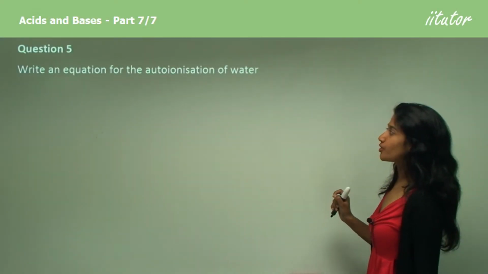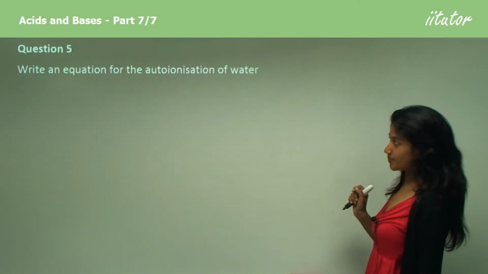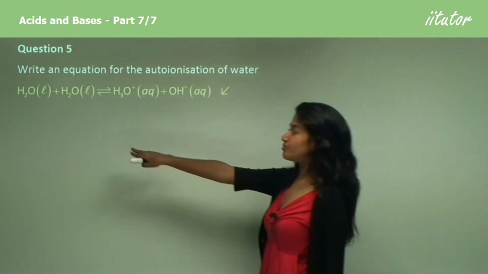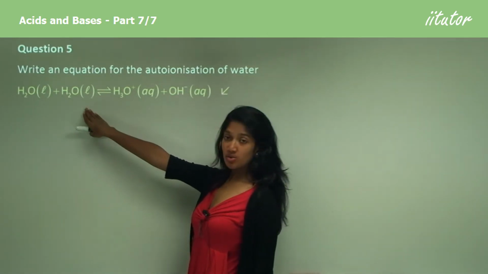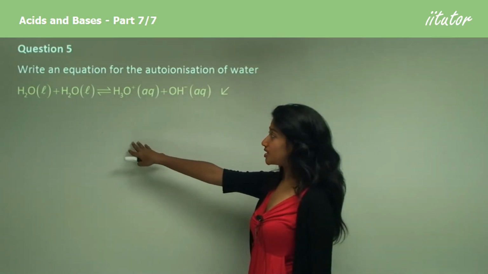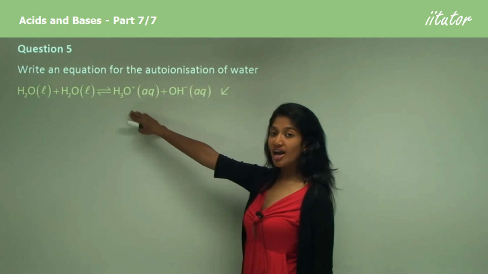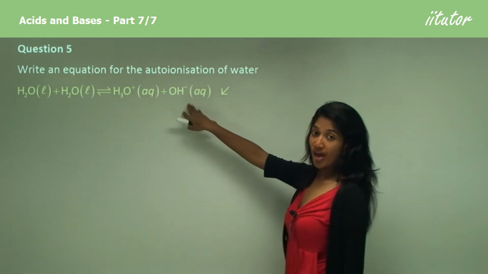Write an expression for the autoionization of water. So you would first write water in water because it ionizes with water, and it would produce a hydronium ion and an OH ion.